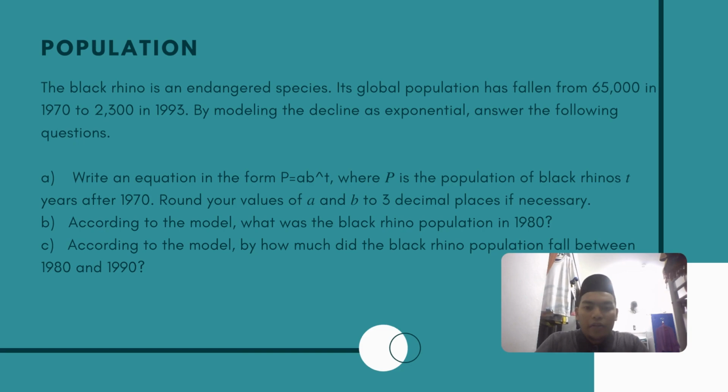A. Write an equation in the form of P equals A B to the power of T, where P is the population of black rhinos and T represents the years after 1970. Round your values of A and B to 3 decimal places if necessary. B. According to the model, what was the black rhino population in 1980? C. According to the model, by how much did the black rhino population fall between 1980 and 1990? That's all for the population problem statement.